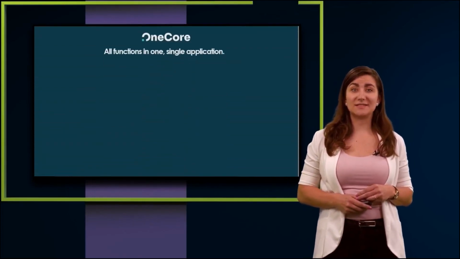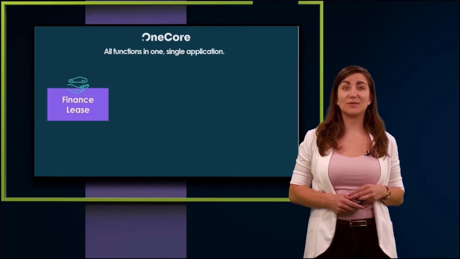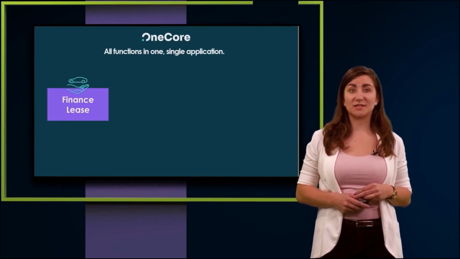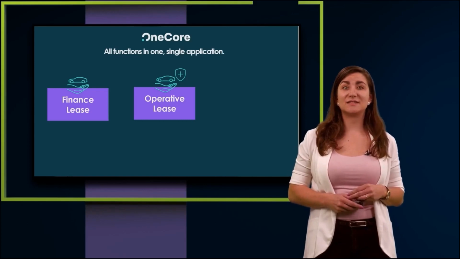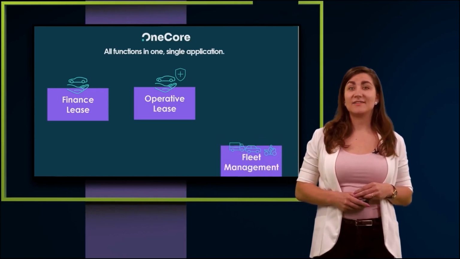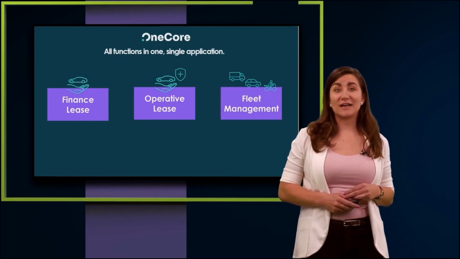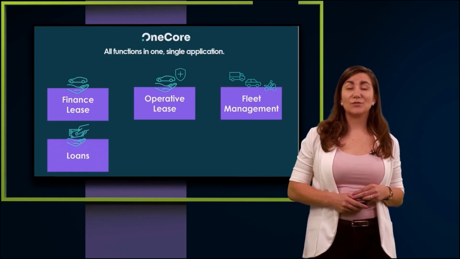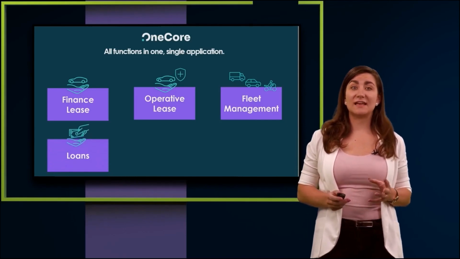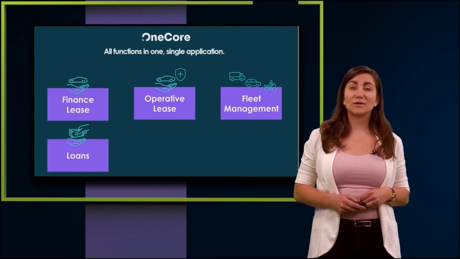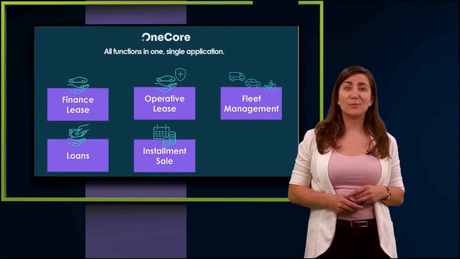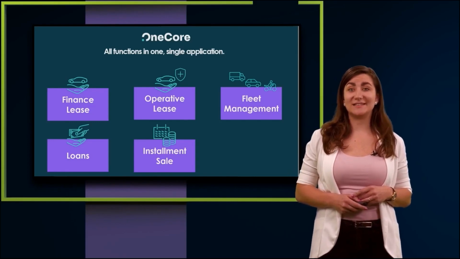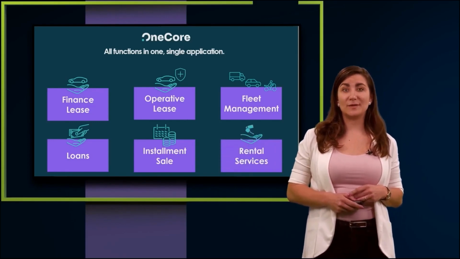OneCore has a few core modules which define the main areas of functions as well. First is finance lease without services for any type of financing object. Then operative lease with full services, also refueling cards, tire services, highway tickets, and much more. The next module is fleet management for your customers' car flotilla. The fourth module is for loans and covers the entire life cycle of loan contracts. OneCore also covers installment sale, which some of you may better know as a buy now, pay later system. Last but not least is the rental module tailored for movables.